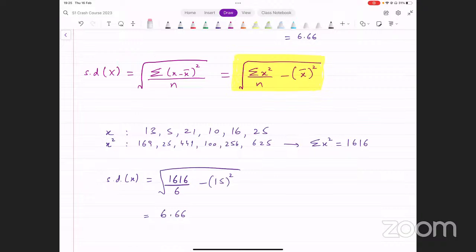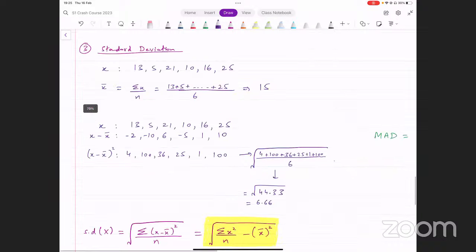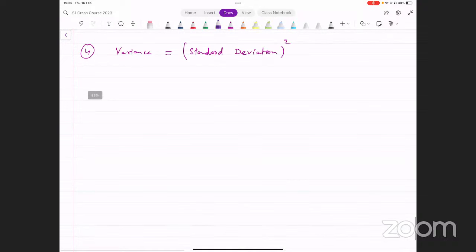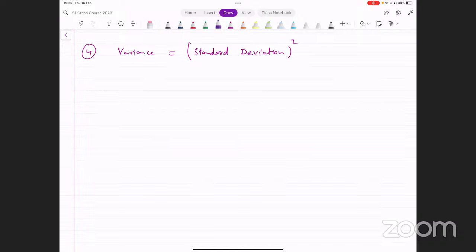Now we have an interpretation for standard deviation. Standard deviation is roughly the average distance of the values from the mean. Variance, on the other hand, does not really have any interpretation alone. Variance is mostly used to compare data sets. If you have two data sets, you could compare them using standard deviations. You could say one data has this standard deviation, another has this standard deviation. The one that has more standard deviation is more varied.